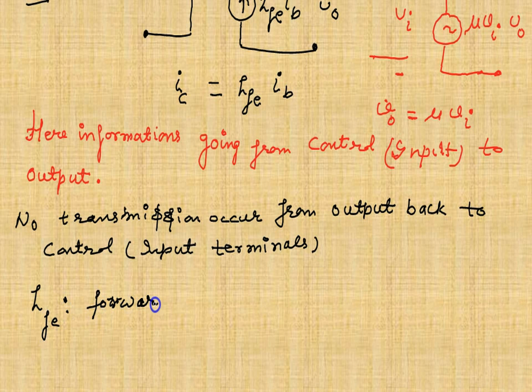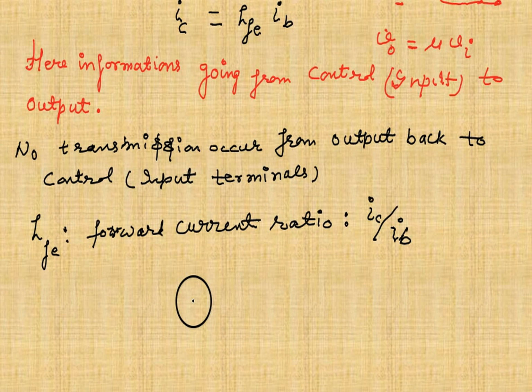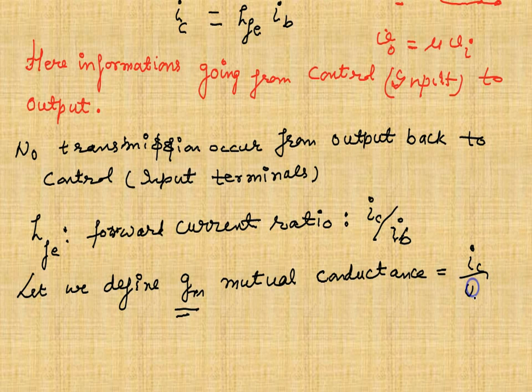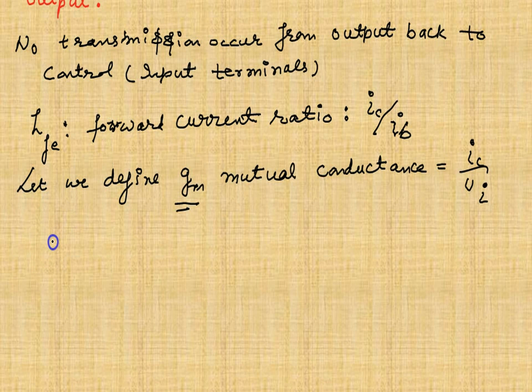Now the definition of HFE is the forward current ratio, that means output current over input current, for common emitter IC over IB. So let me define another parameter GM, that is the mutual conductance. It is conductance, that means current over voltage, IC over VI. Mutual means one parameter of output and one parameter of input.